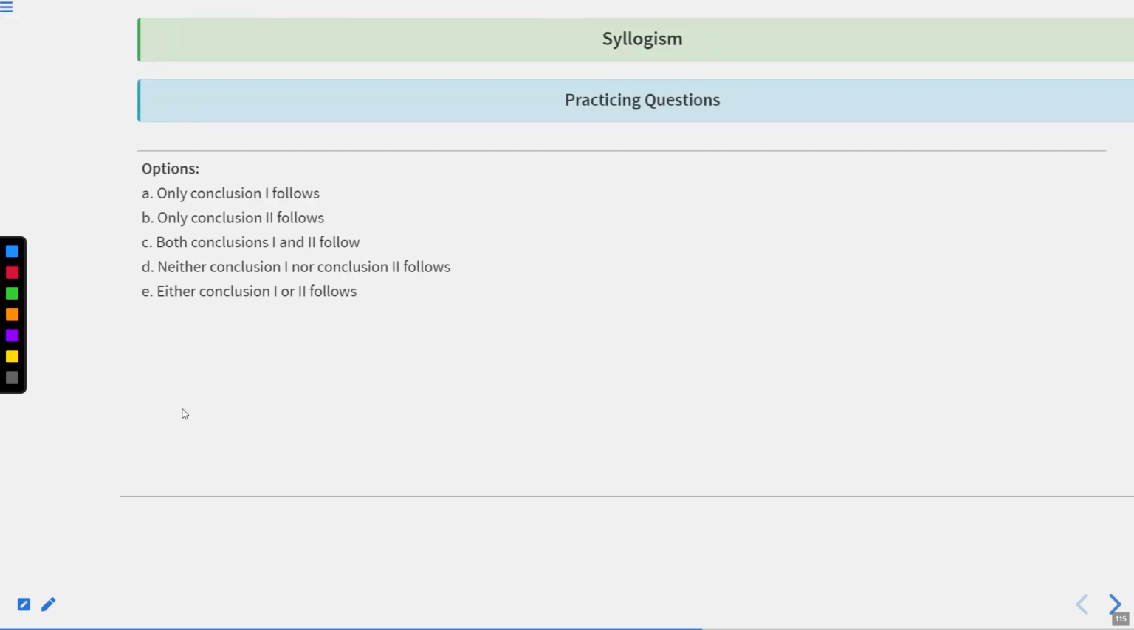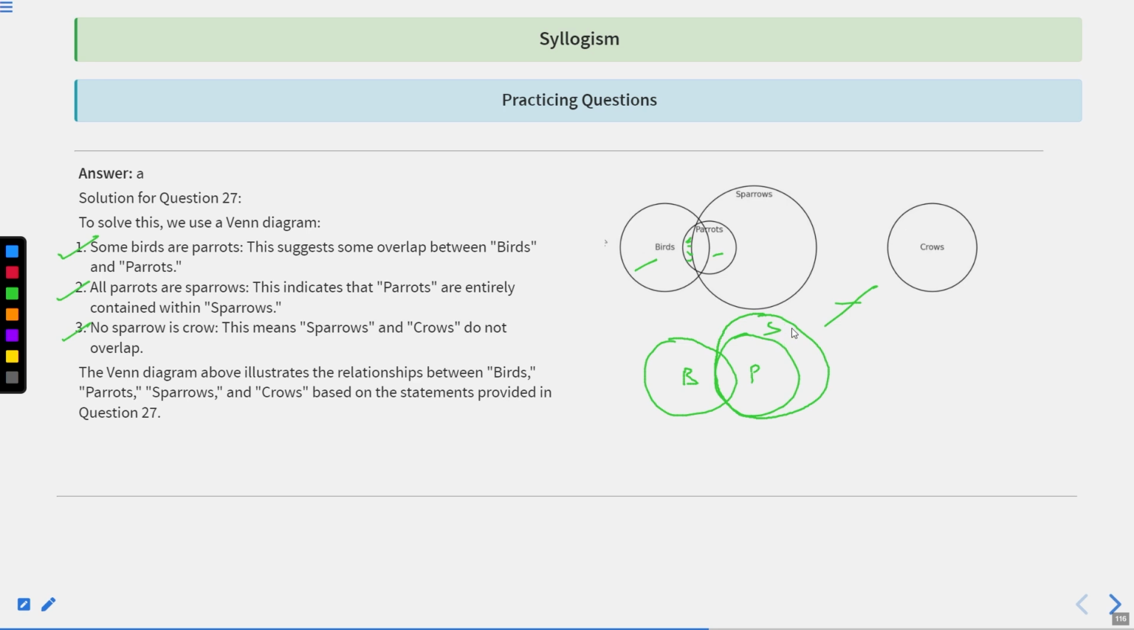Some sparrows are not birds. Can we come to this particular conclusion, my dear students, from this Venn diagram? There is no direct relation that has been provided between birds and sparrows. So we cannot come to this particular conclusion that there are some parrots which are birds can also be sparrows.